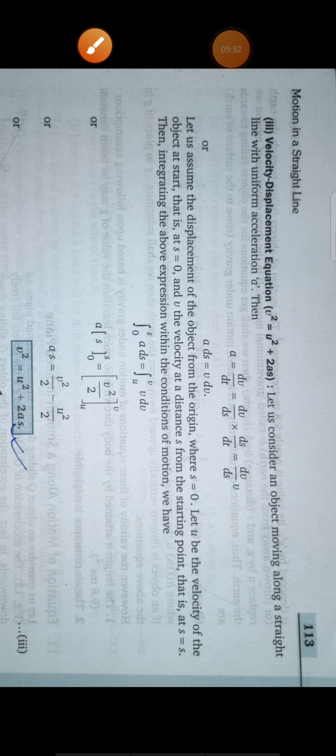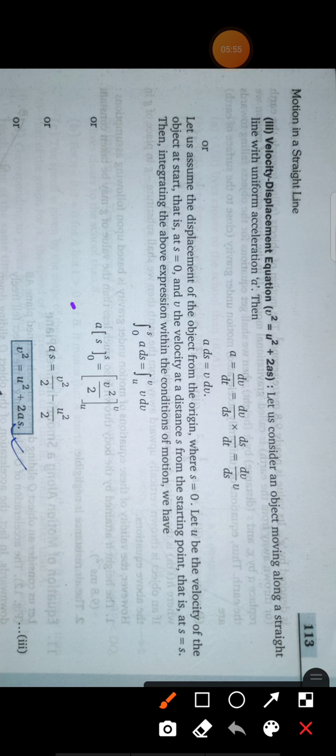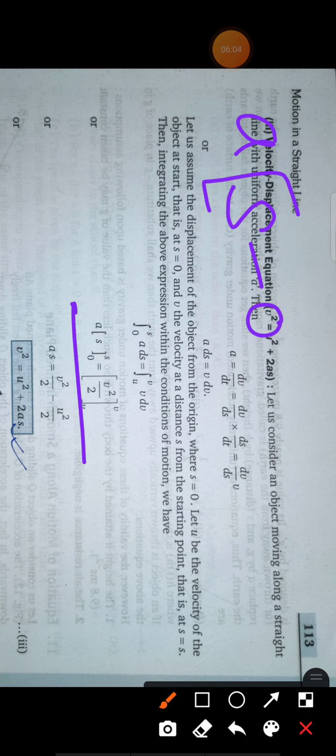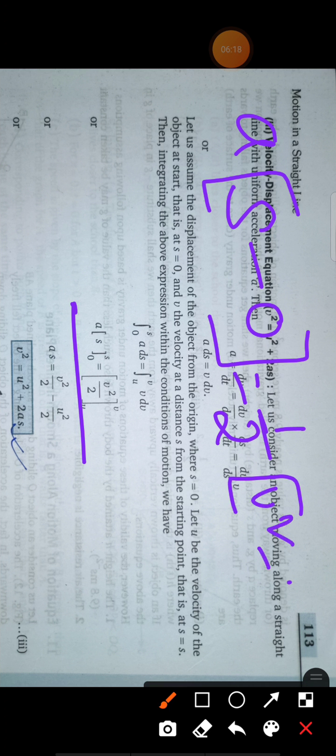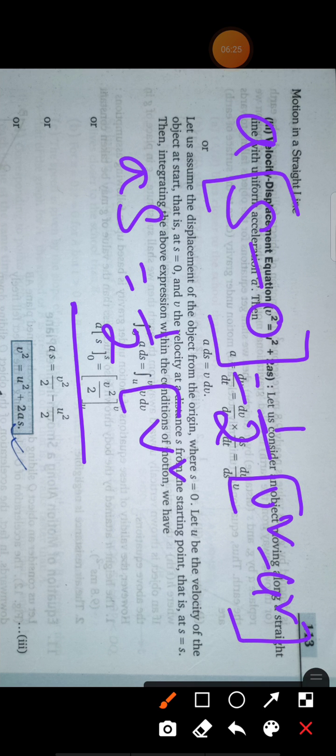Okay, so it is written here. Now we have to put the values. So a into, in place of s, first you have to write s, then you have to write 0. So a into s minus 0 is equals to v square by 2. So you can take 1 by 2 as common. Okay, so the formula is v square minus u square. So a into s is equals to half into v square minus u square.